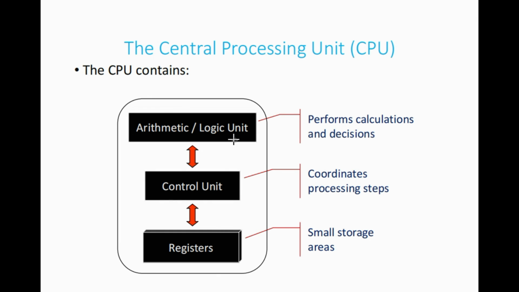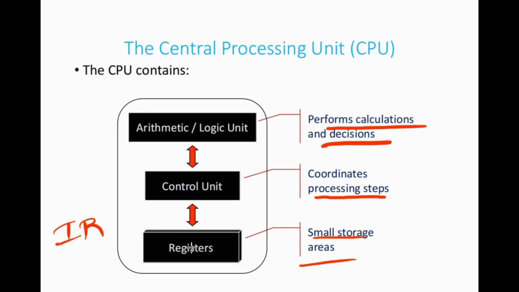The CPU contains the arithmetic logic unit, which performs calculations and decision making. The control unit basically coordinates the processing steps, and then registers are small storage areas that I was talking about. Of course, we have some examples: the instruction register, the memory buffer register. There are a lot of registers, but we are not studying that under this.